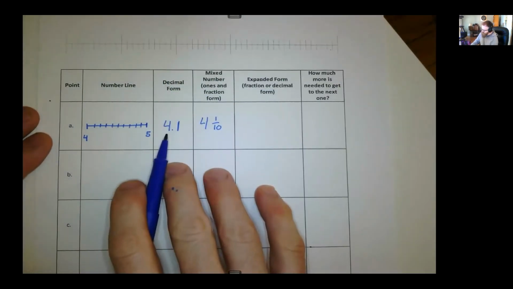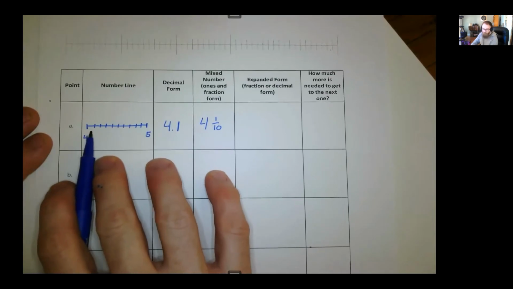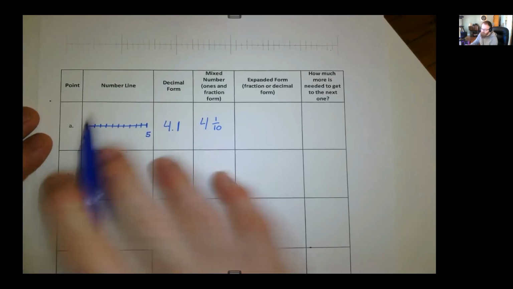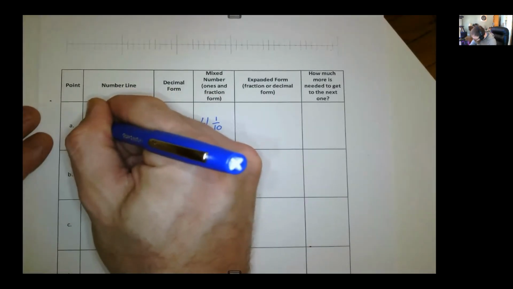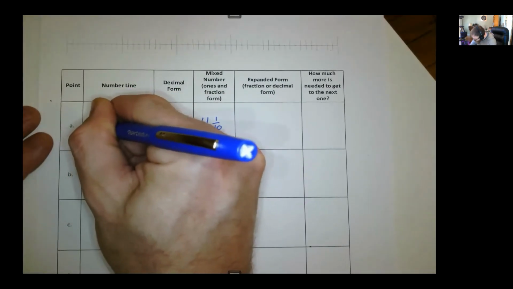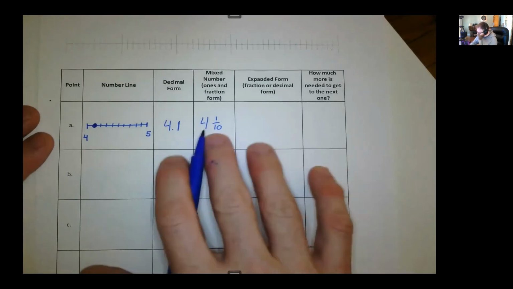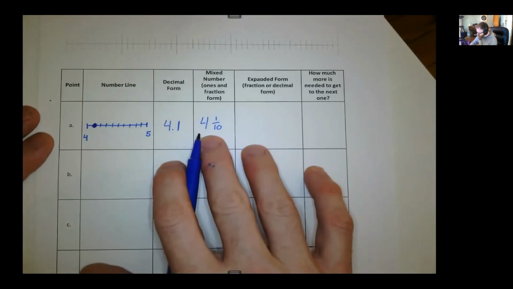Four and 1/10 will be 1 notch, or 1/10, away from 4. Mark it with a big circle on your number line so you can see the point where 4 and 1/10 falls. In expanded form, we're separating our whole number.